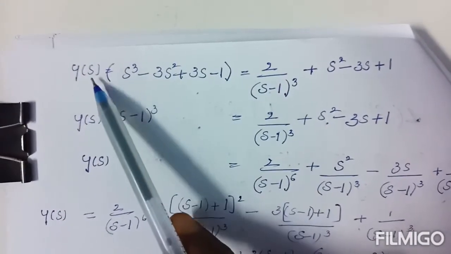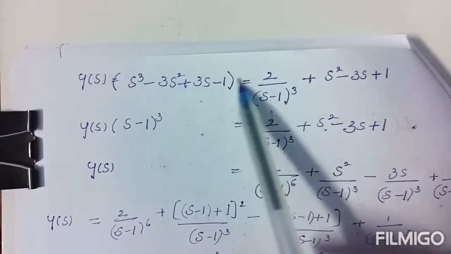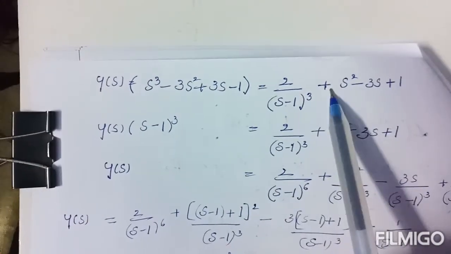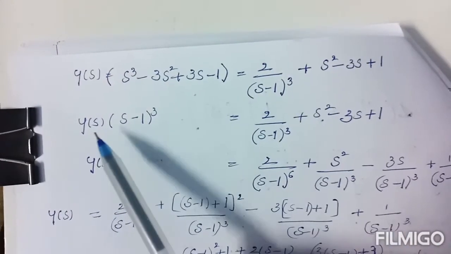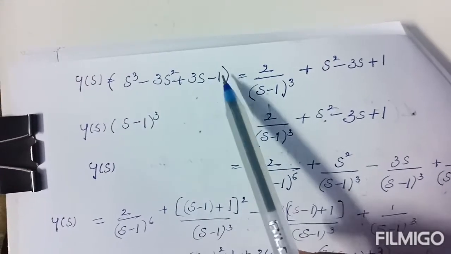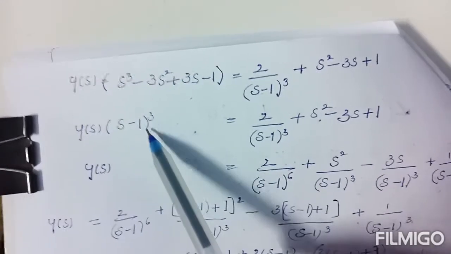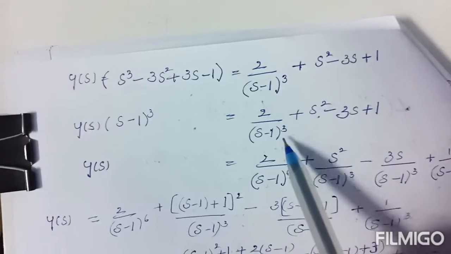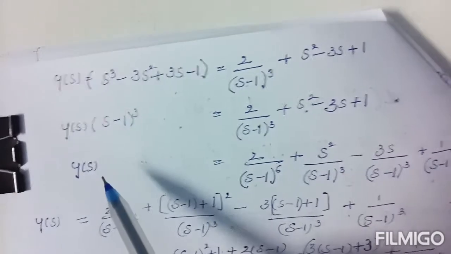Next, y of s as common from all. Multiple, this is multiple. Now 2 by s minus 1 whole cube. Left side terms to the right, then plus s square minus 3s plus 1. After that y of s as it is. This is completely a minus b whole cube form. So instead of this we can write s minus 1 whole cube equal to 2 by s minus 1 whole cube. Remaining part as it is, y of s as it is.